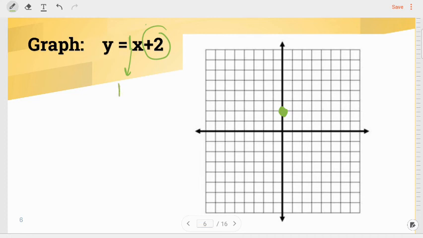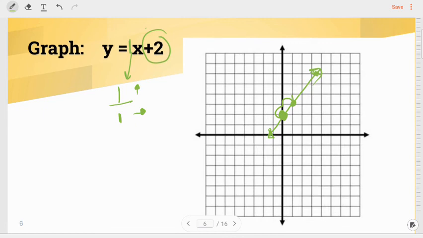So I'm going to take 1. I'm going to convert it to a fraction. Remember, that's 1 over 1. Remember, the number on top tells me to go up or down, and since it's positive, I'm going up. The number on the bottom tells me to go right or left, and since it's positive, I'm going right. To graph this, I'm going to go back to my starting point. I'm going to rise 1 and run 1. Connect my 2 dots, draw my arrows, and I have my graph.